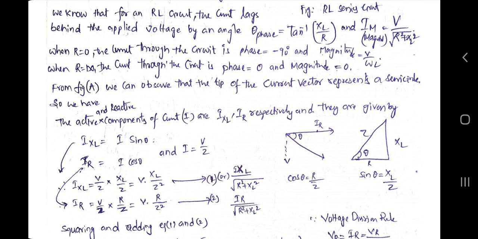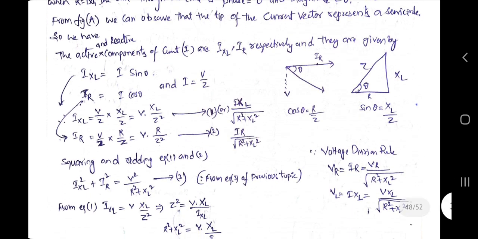This is the relation of the current in the resistance as well as the inductor. Now squaring both, we will find the magnitude as well as the phase of the circuit. Taking IXL square and IR square and combining both, we get the result V square by R square plus XL square. From the above equation 3 in the previous one, now from equation 1, IXL is equal to, as we already know, V into XL by Z square.